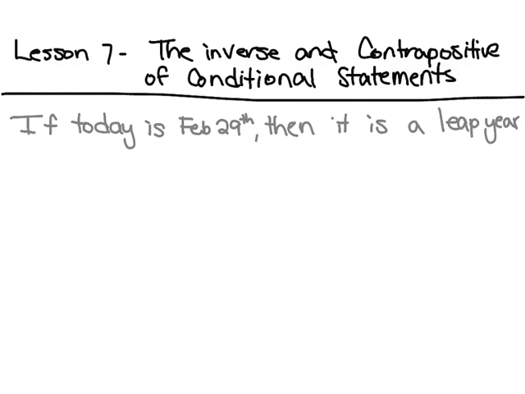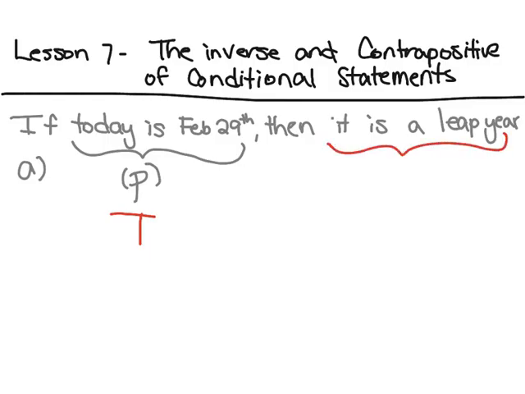So, for our first example, if today is February 29th, then the year is a leap year. So for A, we want to determine the conditional statement, and it already has that. If today is February 29th, then it is a leap year. So our hypothesis, P, is that today is the 29th. We're going to assume that that is true. The conclusion is it is a leap year, so this would be Q. And if it is the 29th, it has to be a leap year. So that would be true. So P to Q is true.